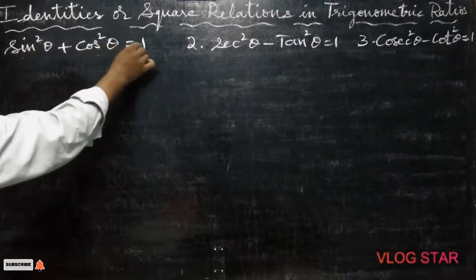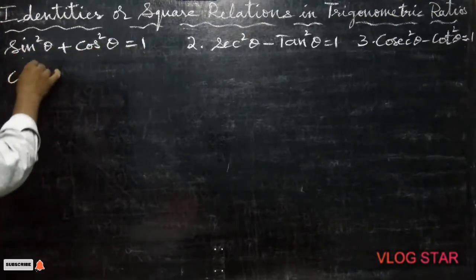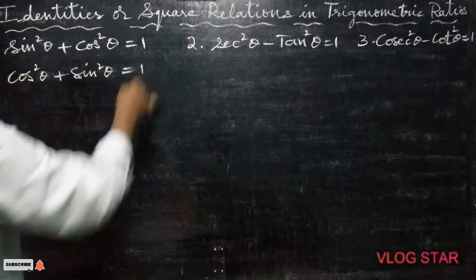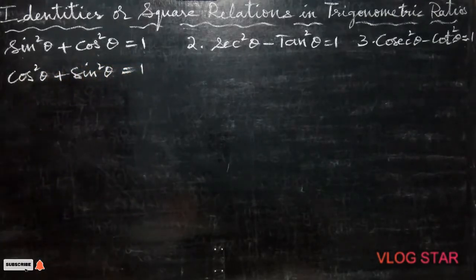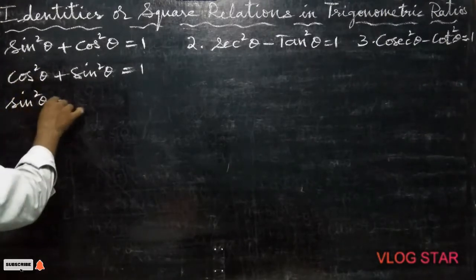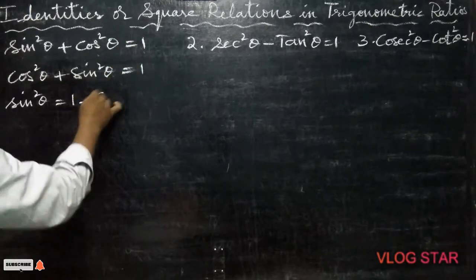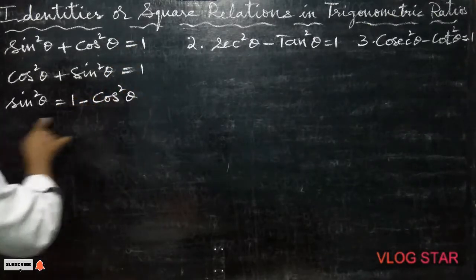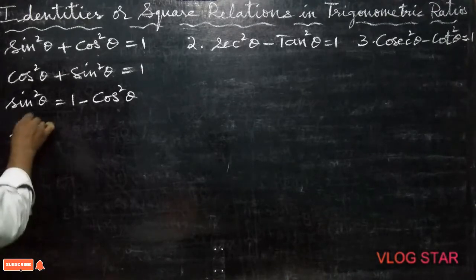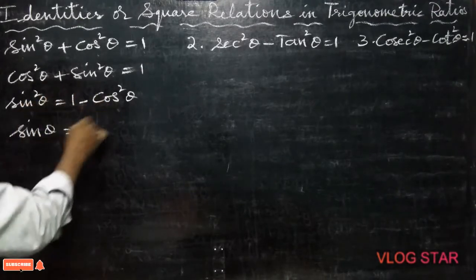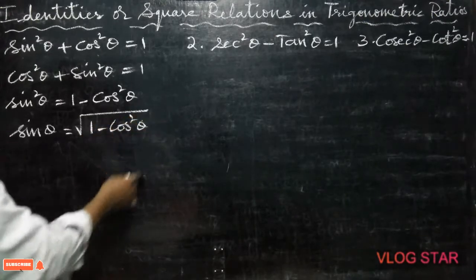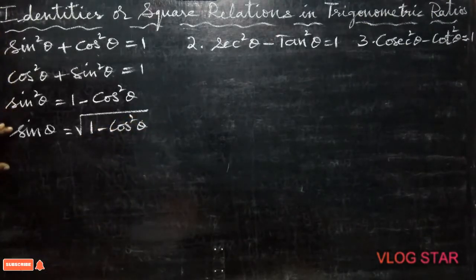Sin square theta plus cos square theta is 1, or cos square theta plus sin square theta is also 1. For plus, no problem. Suppose you keep sin square theta here, then the plus goes to that side as minus. So sin square theta we can write as 1 minus cos square theta. If we want sin theta only, the square goes to that side as square root: square root of 1 minus cos square theta. Did you understand how I am bringing so many formulas?